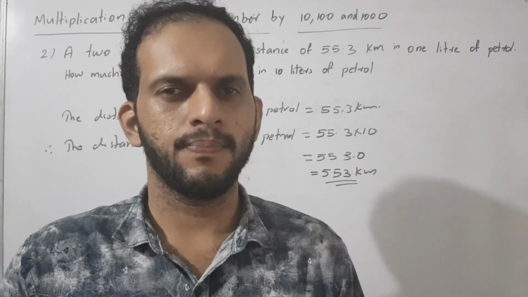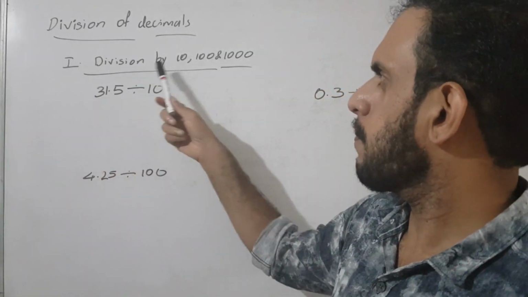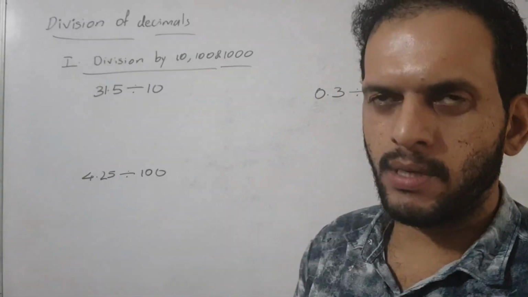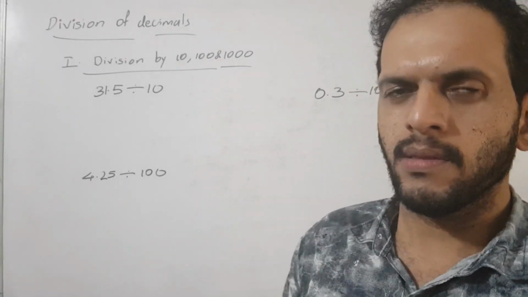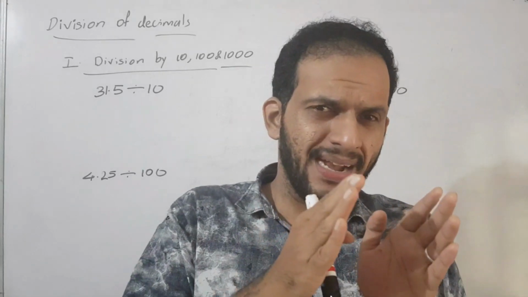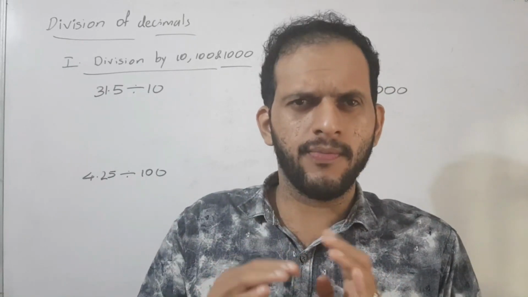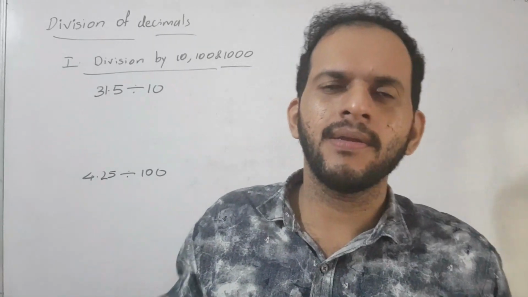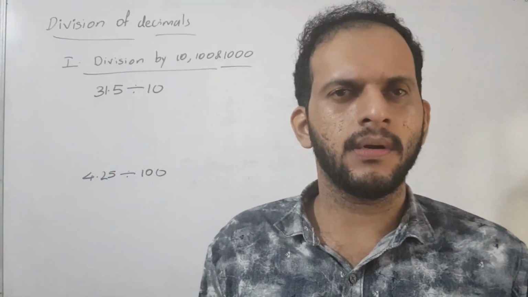553 kilometer. Okay, next we go to the last part of the chapter, division of decimals. First we discuss division by 10, 100, 1000, 10,000, the same idea. We already know how to multiply a decimal number by 10, 100, 1000. Clear? What is the rule we follow? The just opposite of that is the division of a decimal number by 10, 100, 1000. Okay, it's an easy idea.